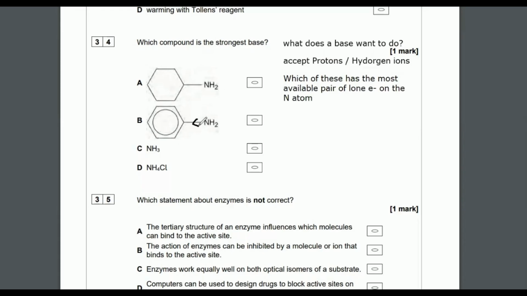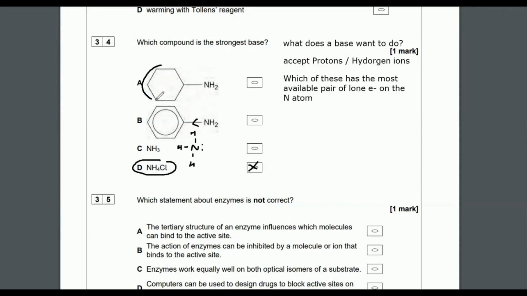Well, this one is the least because the benzene ring is electron withdrawing and it draws the electrons into the ring. Ammonia is kind of in the middle because the electron pair is available, but it's not being pushed forward anymore. This is not a base at all. All these three are bases.